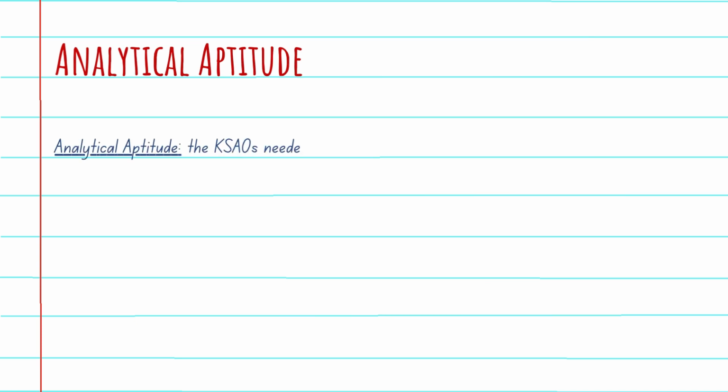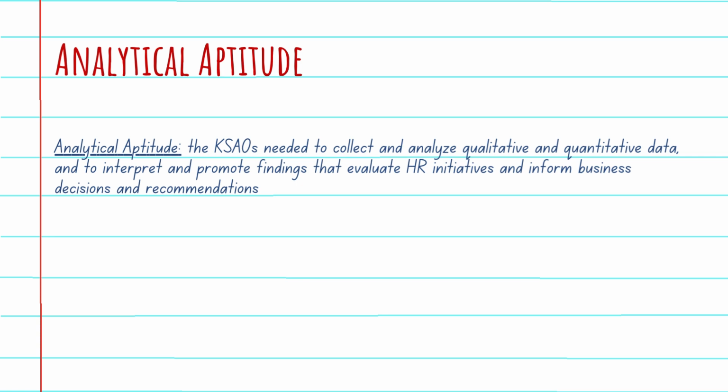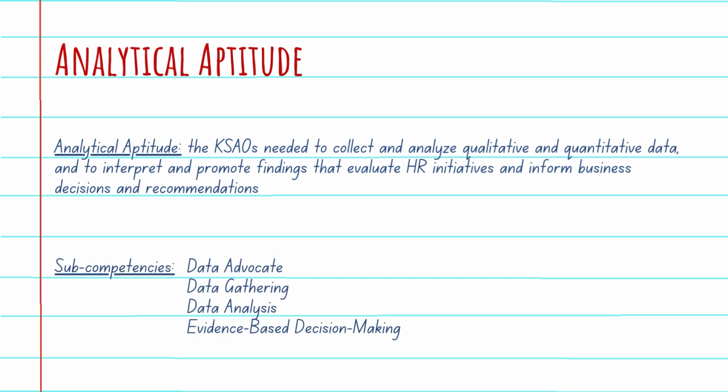The final piece of the business cluster is analytical aptitude, which is the knowledge, skills, and other characteristics needed to collect and analyze qualitative and quantitative data, and to interpret and promote findings that evaluate HR initiatives and inform business decisions and recommendations. Sub-competencies here include data advocating, data gathering, data analysis, and evidence-based decision-making.